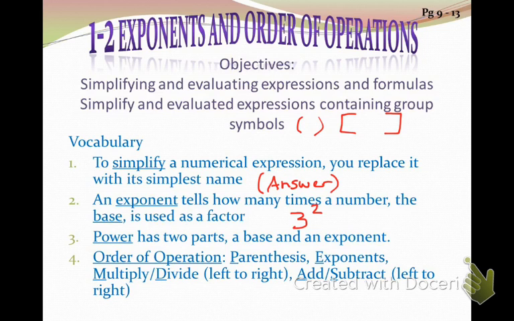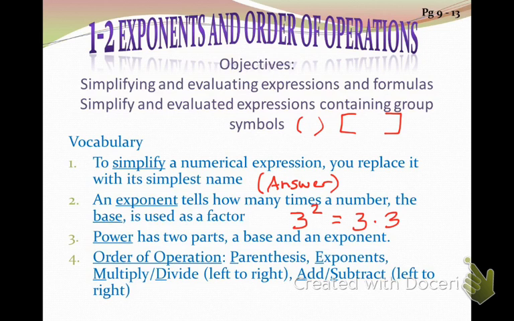or another word for it is answer. Okay, number 2, an exponent tells how many times a number, the base, is used as a factor. So the base is the big number, and that would be the 3, and then the exponent is the 2. And so it's saying this 2, or squared, is telling me that I'm multiplying 3 times itself twice. Power has 2 parts, a base, which we talked about is the 3, and an exponent, which is a 2.